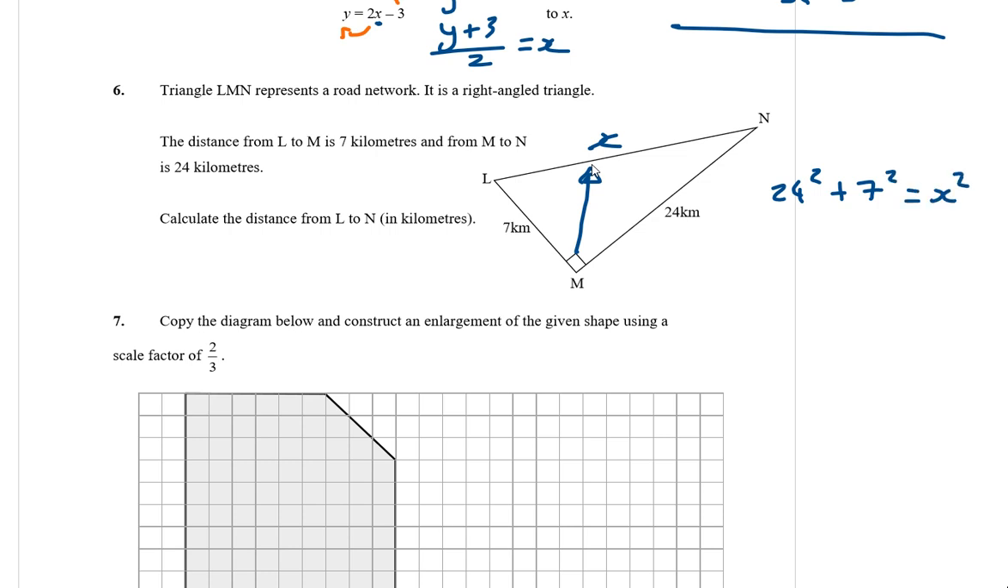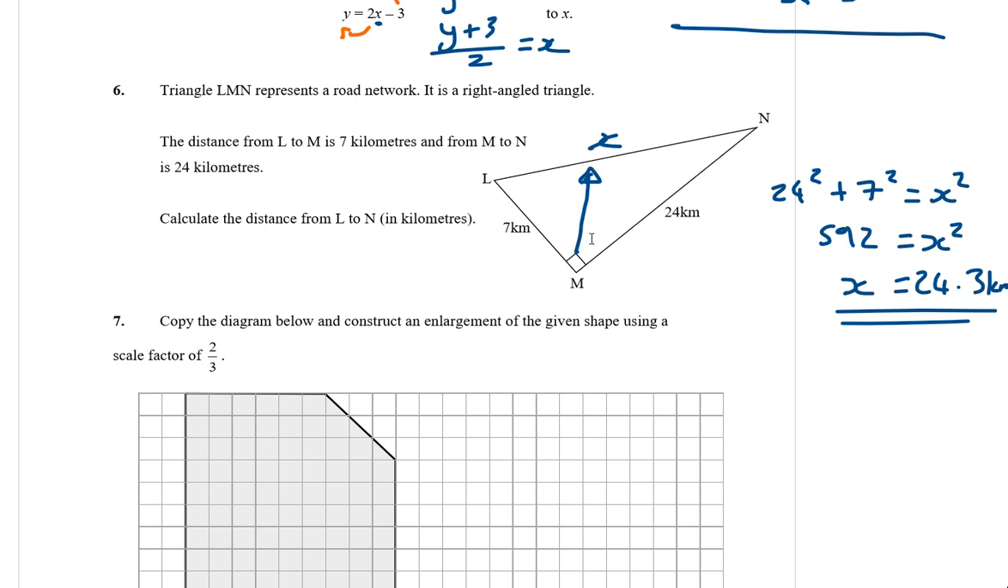Let's get a calculator for this. So 24 squared plus 7 squared gives me 592. So I can say that 592 is equal to x squared. So x is equal to square root of 592, and that's equal to 24.3 kilometers.